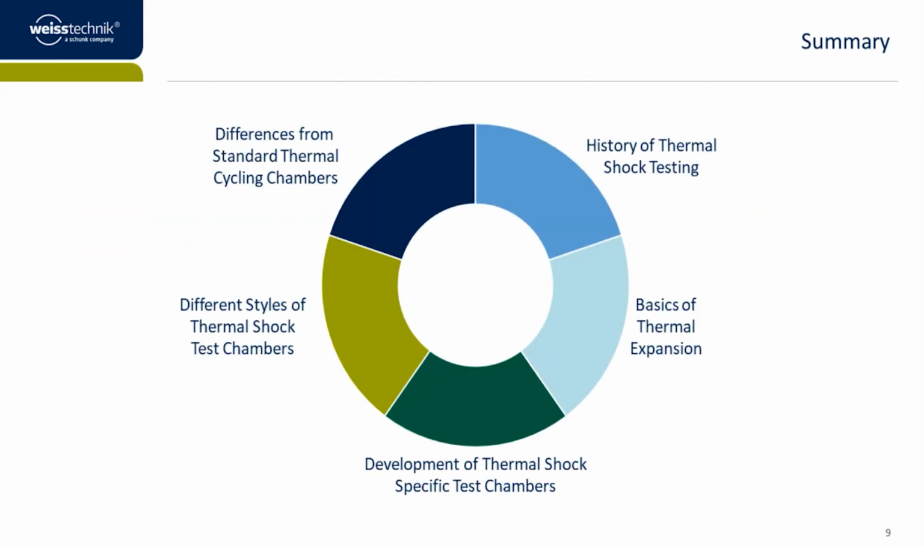So we're going to finish a little bit early here, but just to summarize, we just talked about the history of the thermal shock test and moving from one chamber to another because the technology wasn't as advanced. And then we talked about the importance of thermal expansion, and you can just think back to that circuit board picture. And then we talked about the development of thermal shock specific test chambers, and we talked about the different styles, the vertical, the horizontal, the double duty, and the liquid to liquid. And lastly, we just talked about how thermal shock chambers are different from standard thermal cycling chambers.